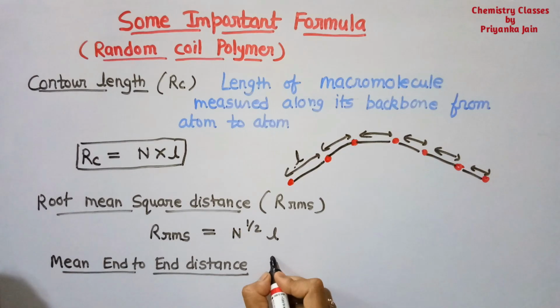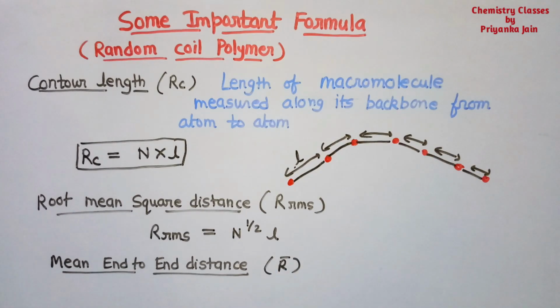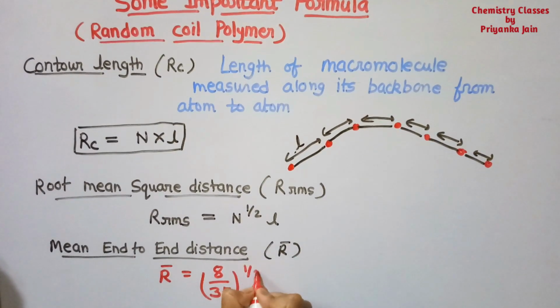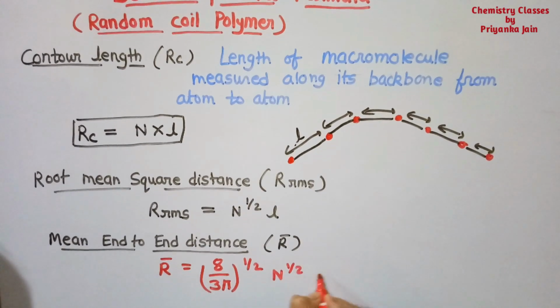It is denoted by R. Okay, now what is the formula for it? The formula for it is R is equal to (8 upon 3 pi) to power half, n to power half L.